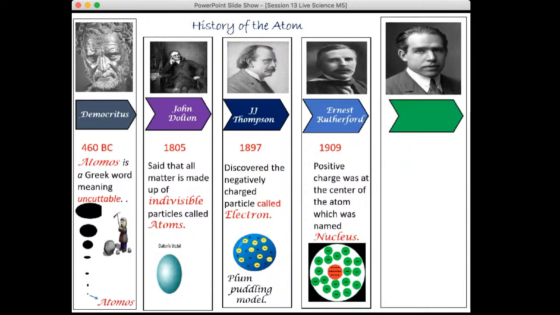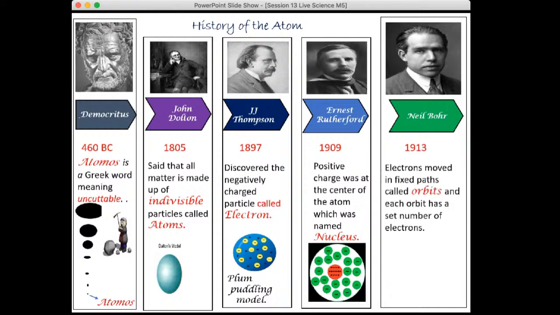In 1913, the scientist Niels Bohr came up with his model. He described electrons like planets going round the sun, electrons spinning round the nucleus. He found out that electrons moved in fixed paths called orbits, with a set number of electrons. This is the model that will form the basis of what we are going to study in the next few lessons.